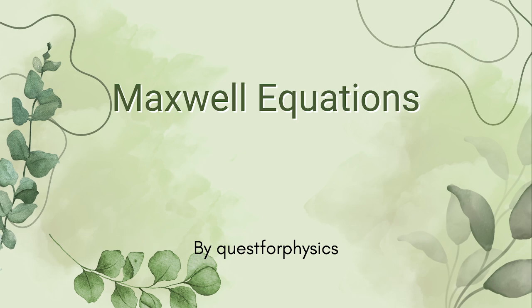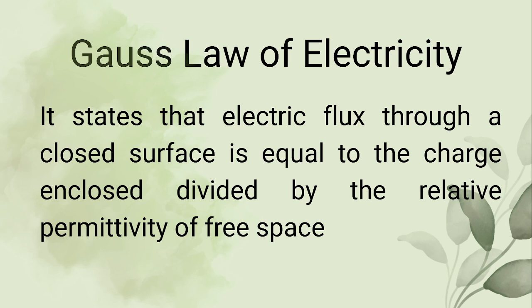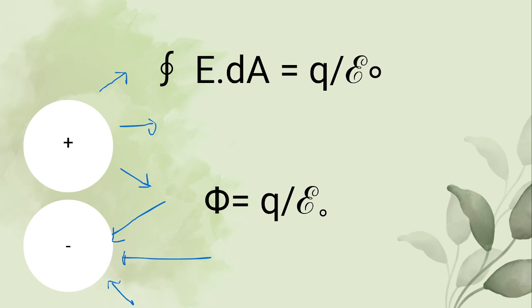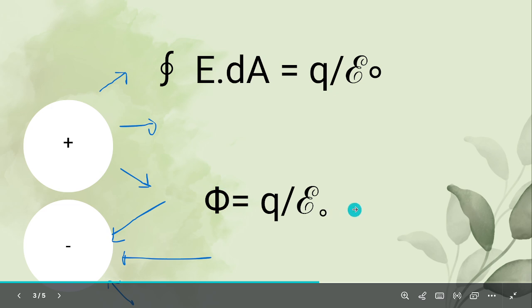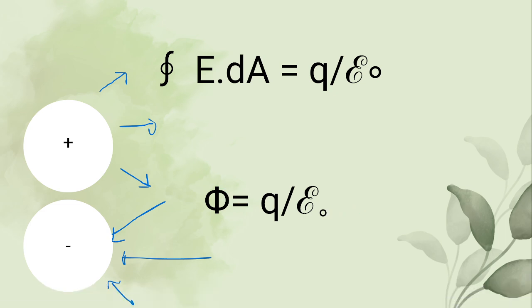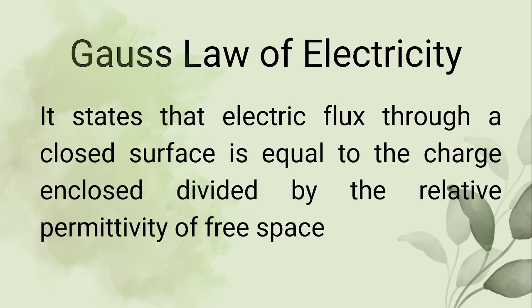In this video, I will explain the first equation, which is known as Gauss's law of electricity. It states that the electric flux through a closed surface is equal to the charge enclosed divided by the permittivity of free space. And mathematically, we can represent it by these two equations. Let's go back to our statement.